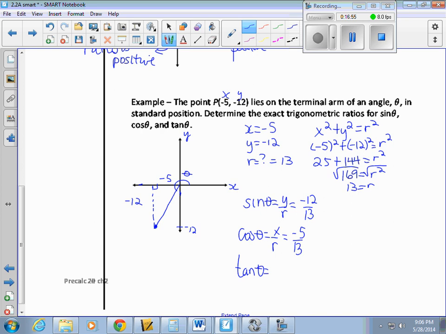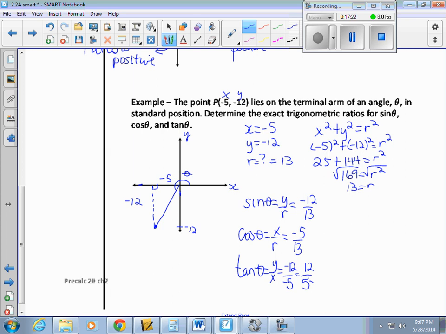Tangent of theta is y over x, so that equals negative 5 over negative 12, which is 5 over 12. Did I say, oh, I wrote that down wrong. It should be negative 12 over negative 5, sorry. So 12 over 5.